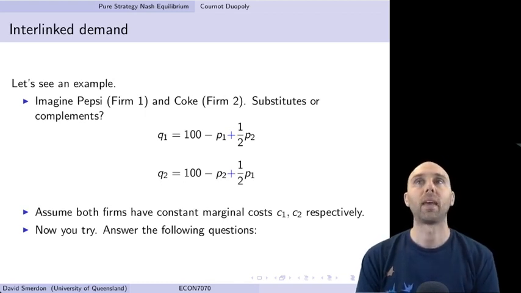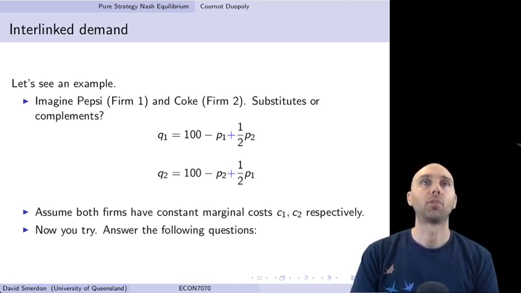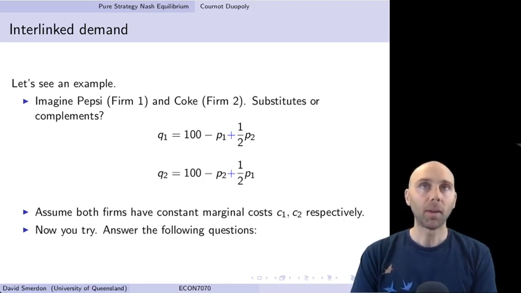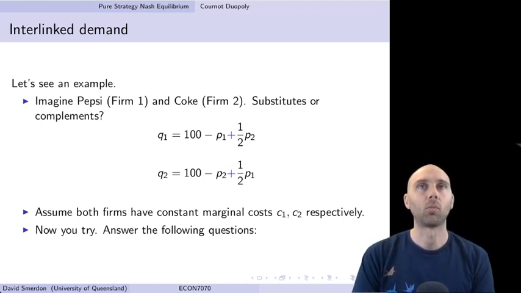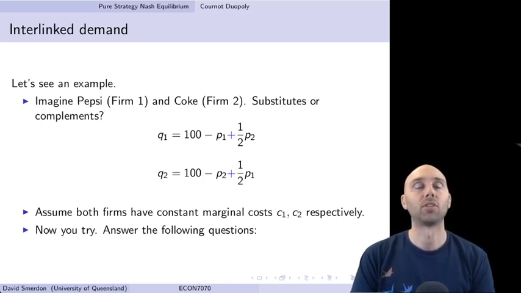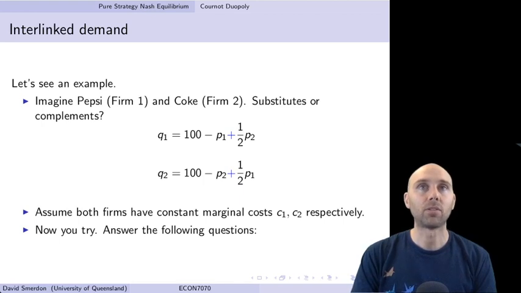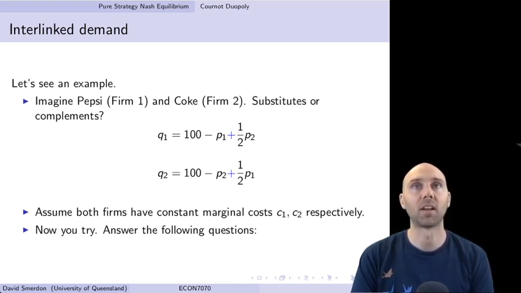Okay, let's go through the answers. The first question was to find the price functions, that is P1 in terms of Q1 and Q2. So what we can do is we can rearrange this equation here to get P1 on the left-hand side. We'll get P1 is equal to 100 minus Q1 plus a half P2. That doesn't quite help us because we want this P2 to disappear and be in terms of Q2. So we'll get 100 minus Q1 plus a half, and then instead of this P2, we'll rearrange this thing here instead. Remember, the P2 over here means 100 minus Q2 plus a half P1.